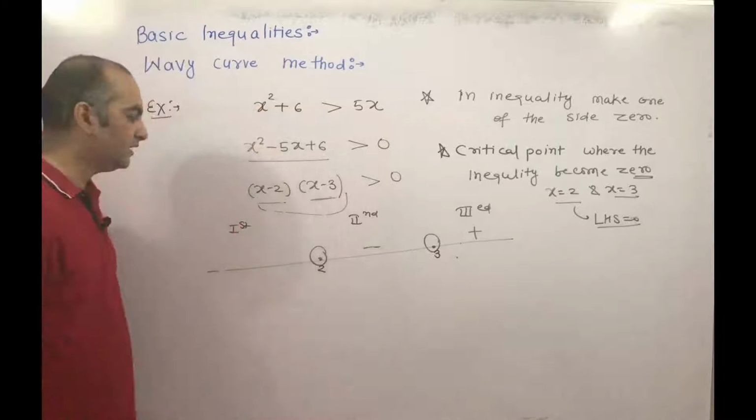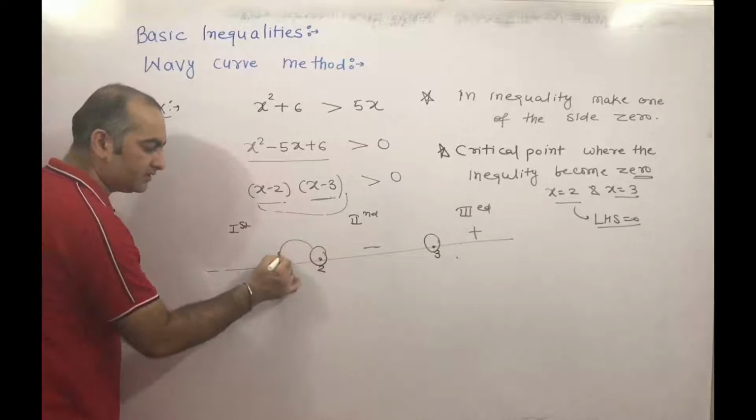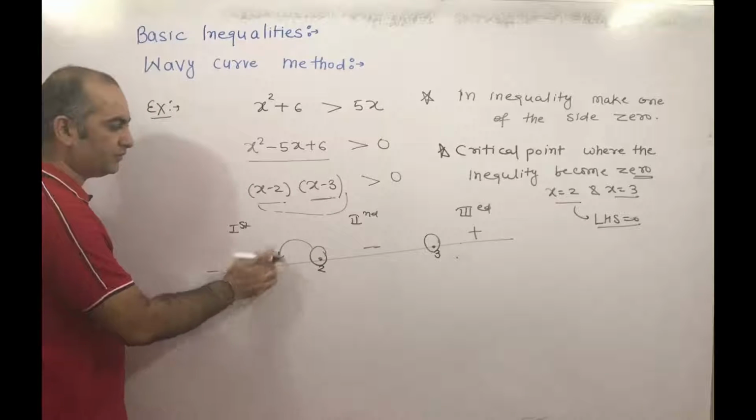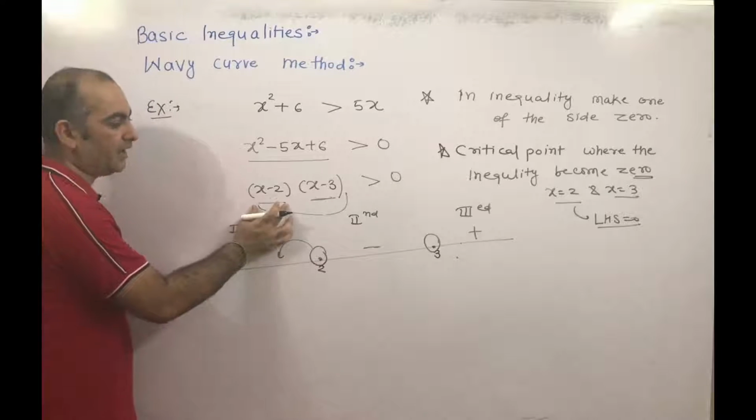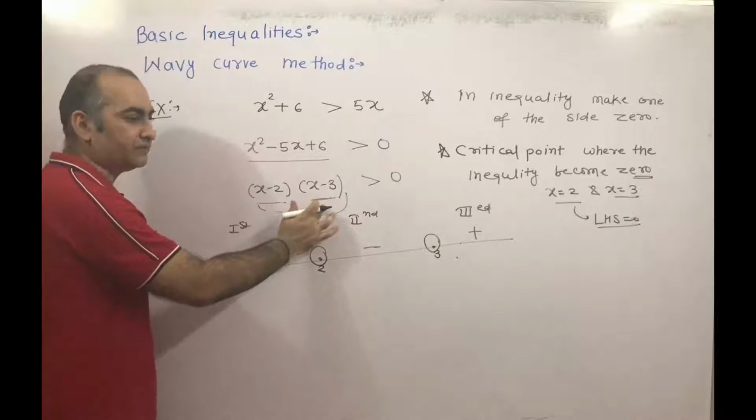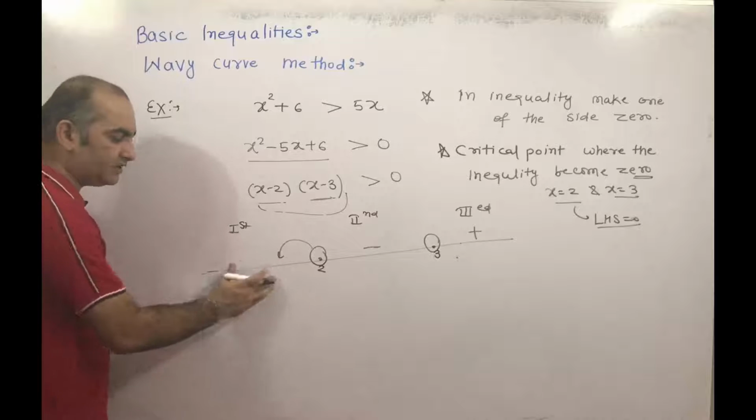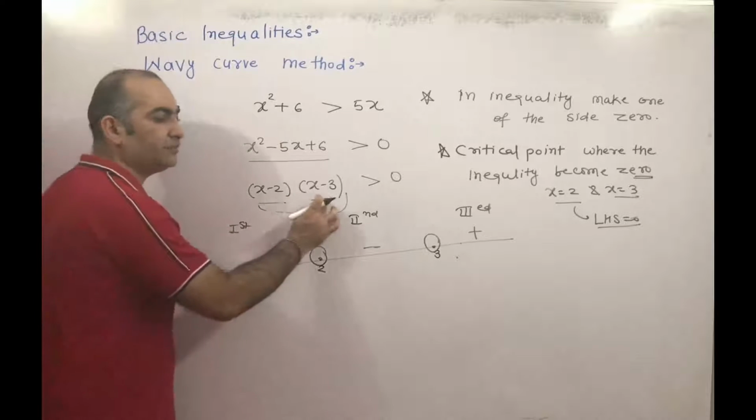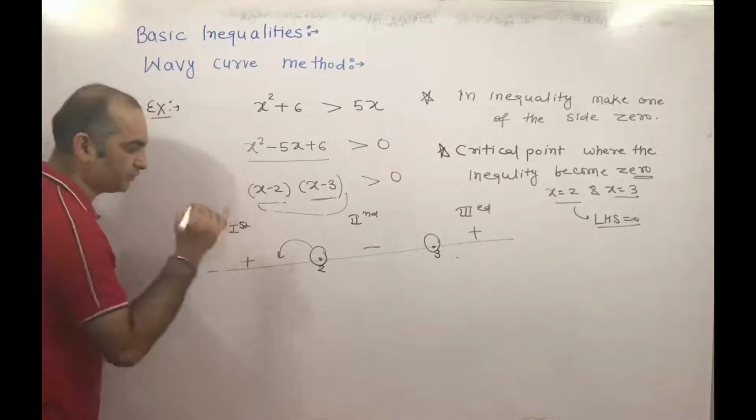Next, if you take any number less than 2, suppose we are taking 1. If you put 1 here, it will become negative, and if you put 1 here, it will also become negative. So negative into negative, what will come? Positive. That means if you take any number on this side, the product is also positive. So here we will mention positive.